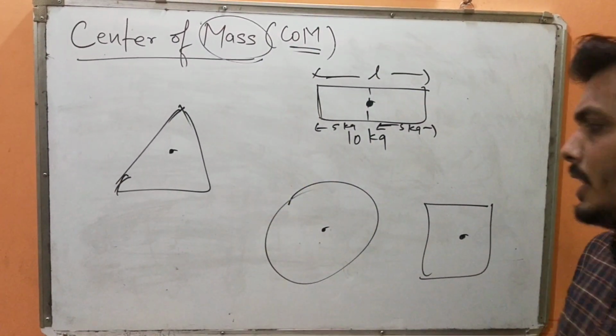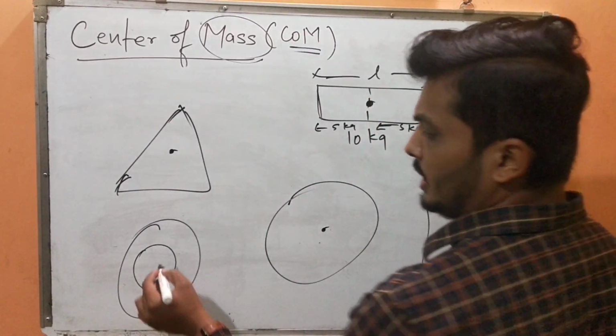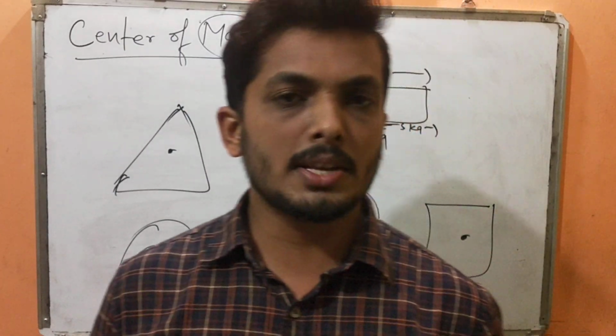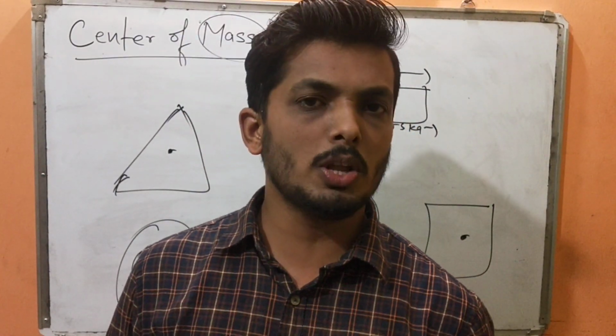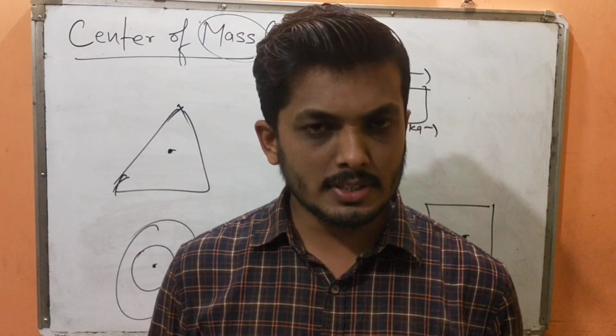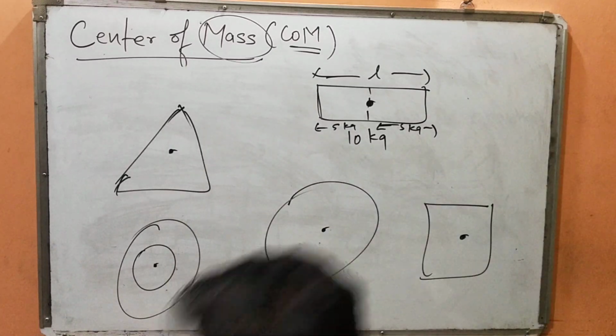We assume, like if I take a hollow ring, then the center of mass will be here at the center. Now there is a question whether the center of mass always lies inside the body. No, not necessary. In case of a hollow ring, the center of mass lies outside the body. Yes or no? I'll erase this.